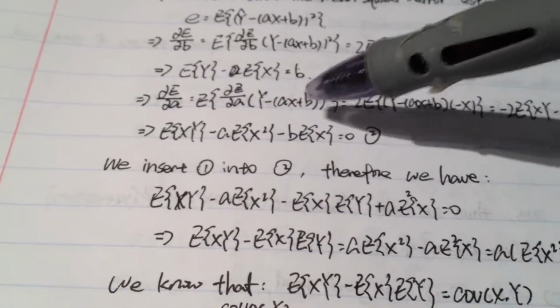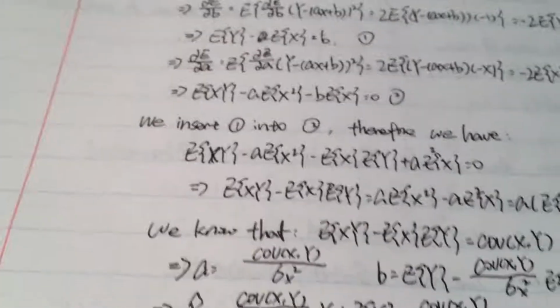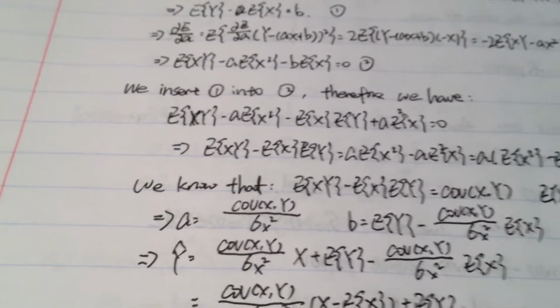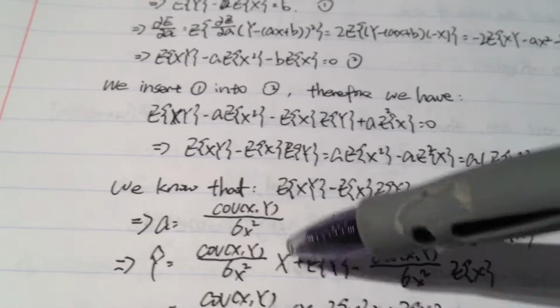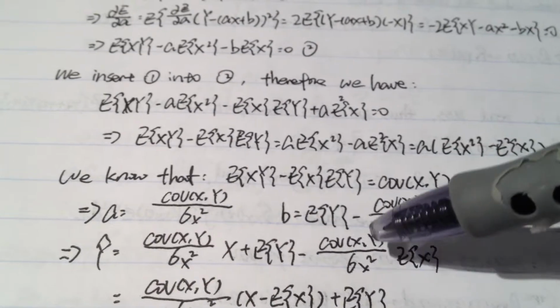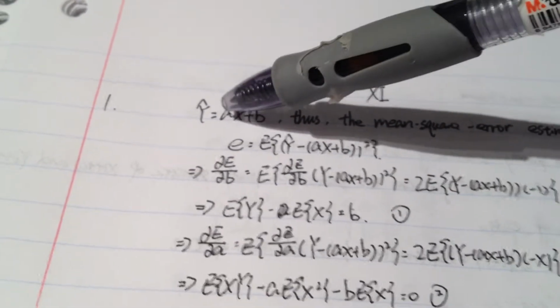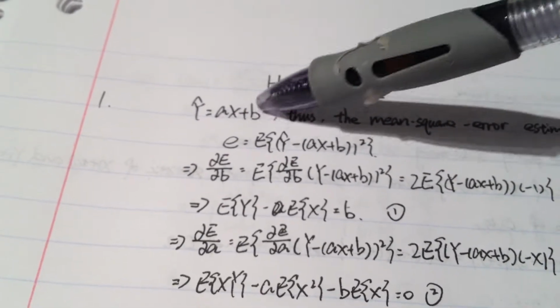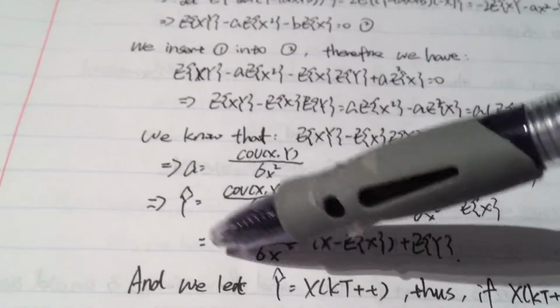based on the first function, the first equation, so that we replace a with this one, we replace b with this one, and we insert into this equation y equals ax plus b, so we can get that y equals this part.